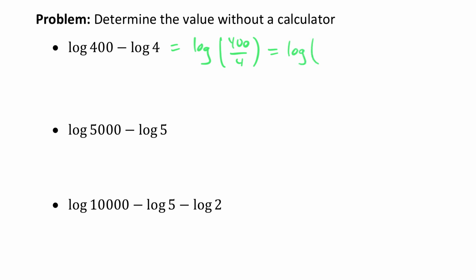400 divided by 4 is just 100. And log of 100 is 2. Same thing over here. This will give us 5,000 divided by 5, which is log of 1,000, which is 3.